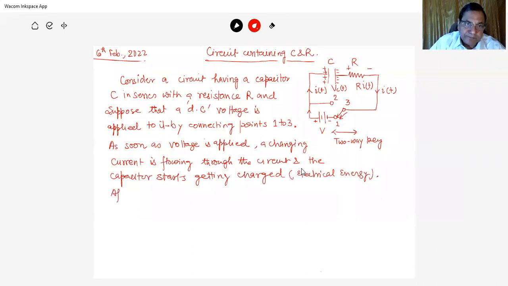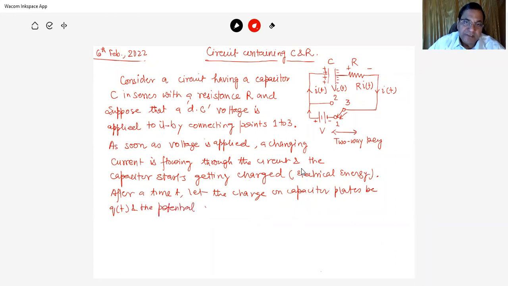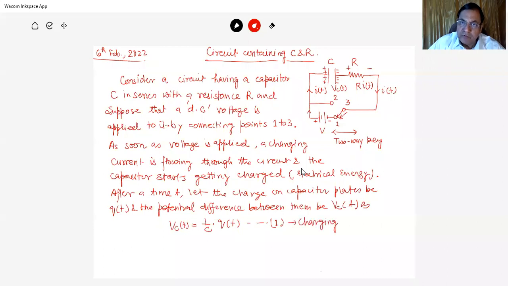So after time t, let the charge on capacitor plates be Q(t) and the potential difference between them be Vc(t), as Vc(t) is 1 by C into Q(t), and this is equation 1, and this is charging. This is charging of a capacitor C.